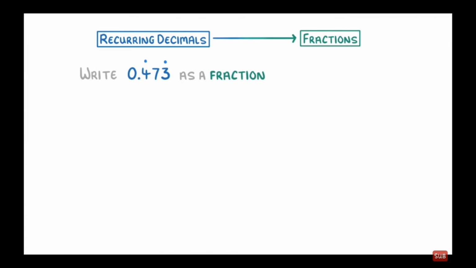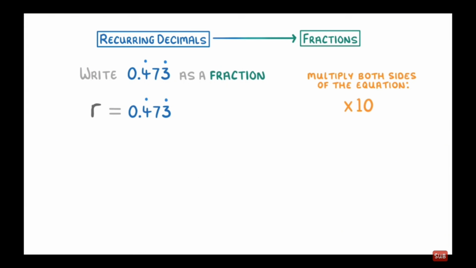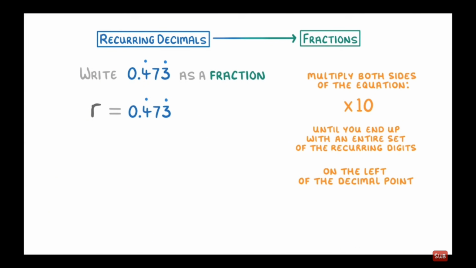The first thing you want to do is name your decimal with a letter. For example, we might call it R, and so write R equals 0.473 recurring. Next, you need to multiply both sides of the equation by 10 until you end up with one entire set of the recurring digits on the left of the decimal point. So we want to end up with a whole set of 473 on the left of the decimal point.